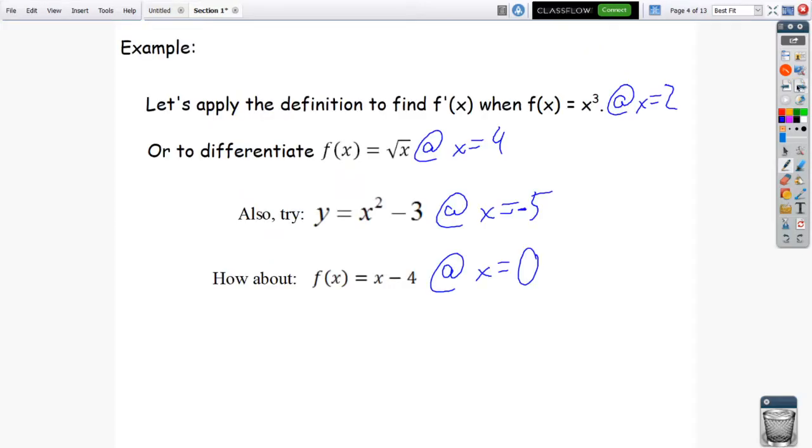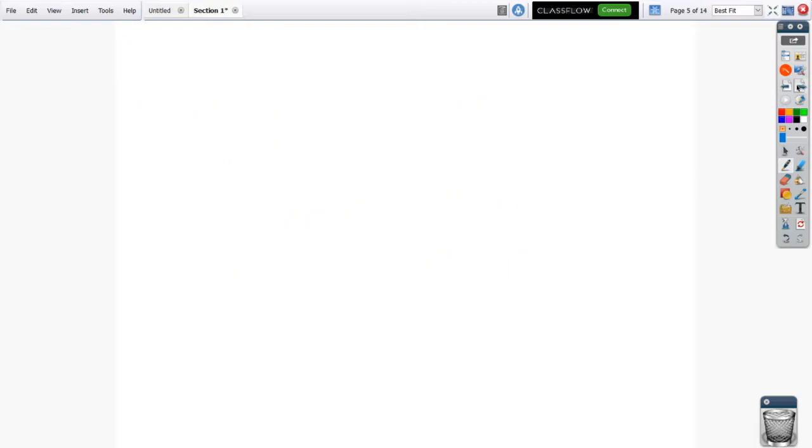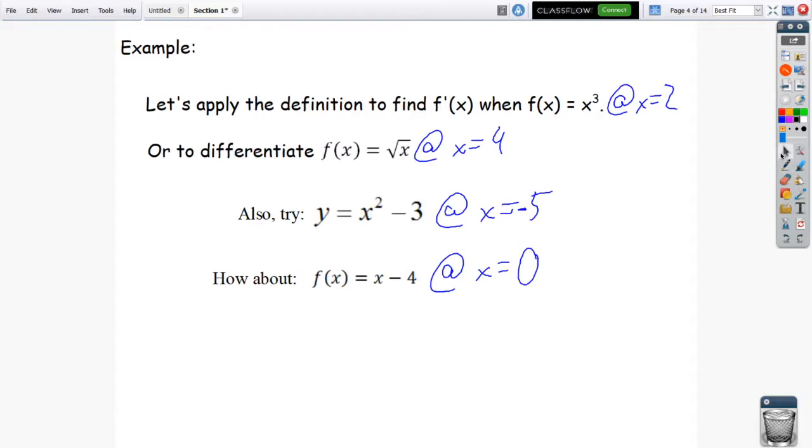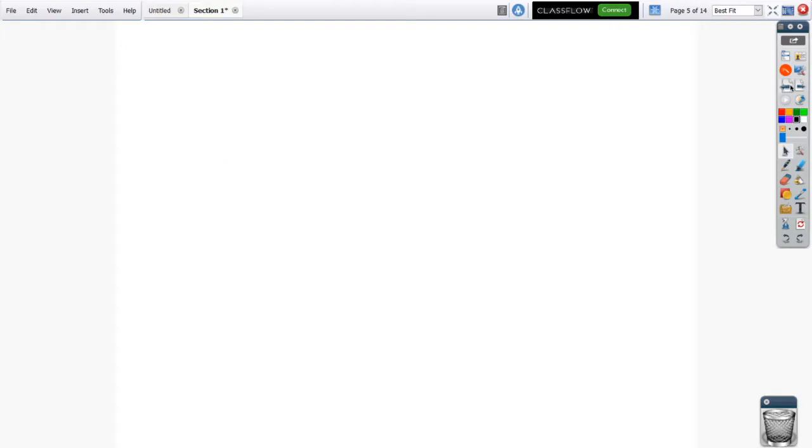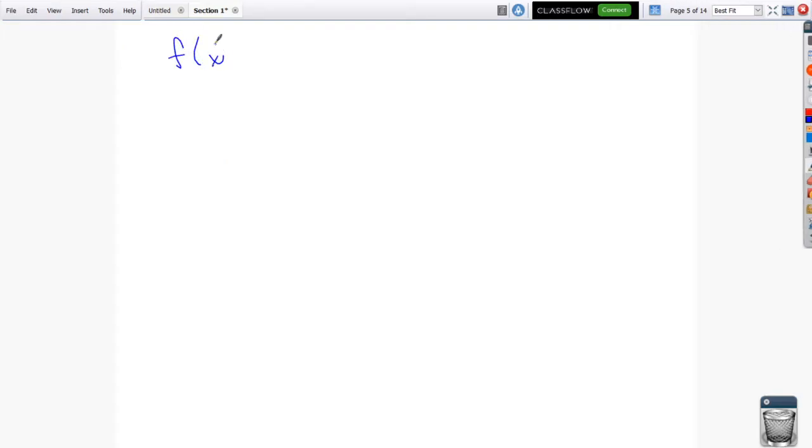Let's apply the definition to find f prime of x when f of x equals x cubed at x equals 2. Okay, so we're going to need a new page in here, and we are just going to take that first one. f of x equals x cubed at x equals 2.